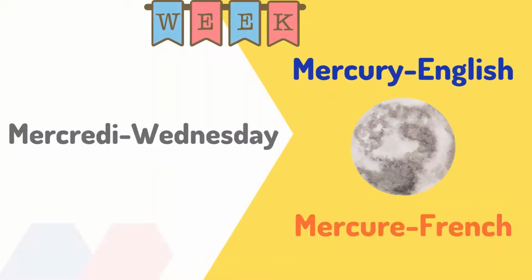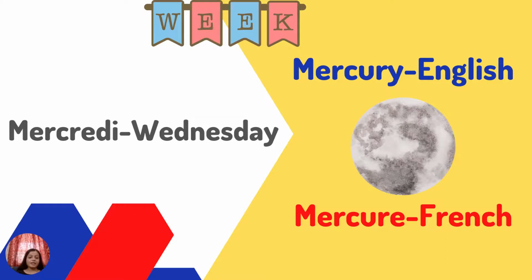Then our next day is Wednesday. Wednesday is mercredi. Mercredi comes from Mercury. The English and the French words are almost similar, only the spelling is different. In English, the ending of Mercury is y, and in French, the ending is e. The pronunciation is the same. So mercredi comes from Mercury.